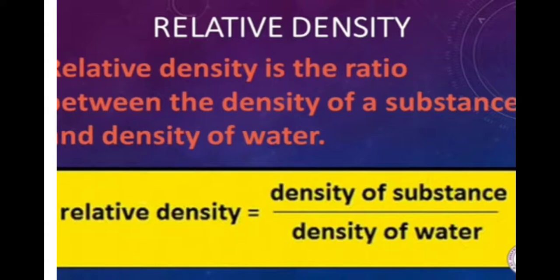Relative density compares the density of two substances by finding their masses, but generally the density of a substance is compared with the density of water at 4 degrees Celsius, because the density of water at that temperature is 1 gram per centimeter cube. To find the density of any other substance with respect to the density of water at 4 degrees Celsius is called relative density.